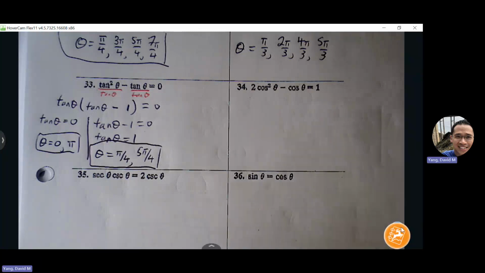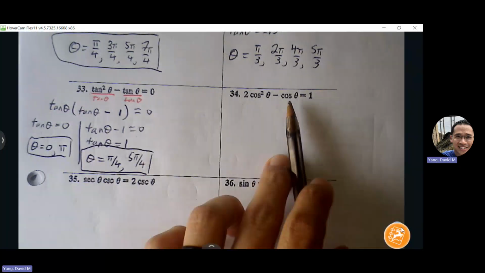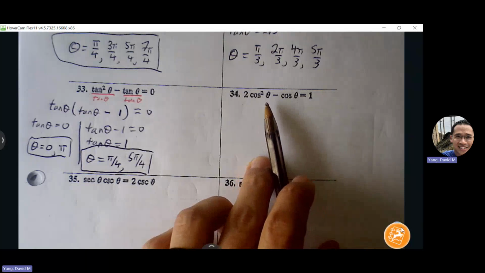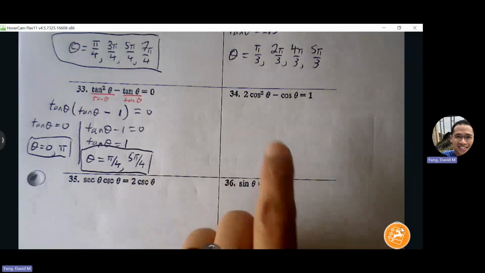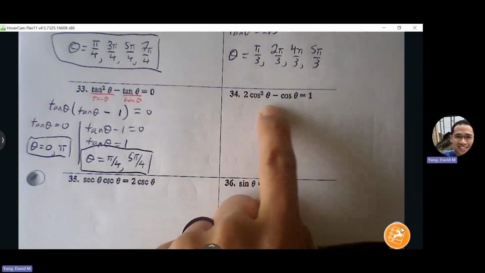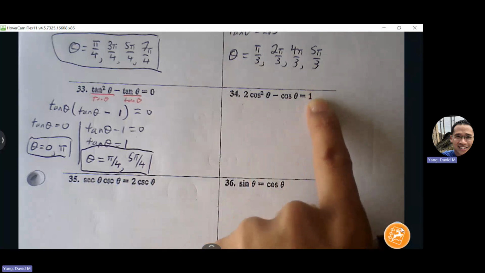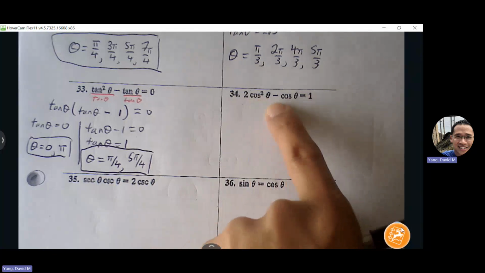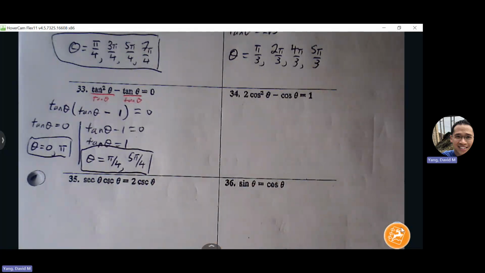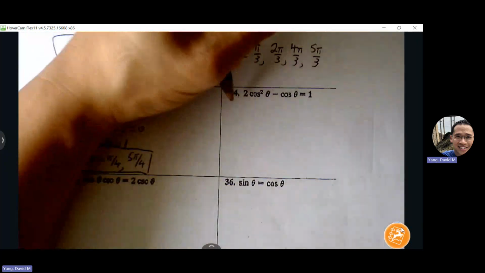Okay, 34. Anybody know what we can do first here? Yeah, the thing is, if we take out the GCF of cosine, then we have to deal with that 1 there. We can't do GCF with a 1 sitting here. We have to bring everything over to one side. We have to get the 0 to show up before we do anything. So there's no way around trinomial factoring here.